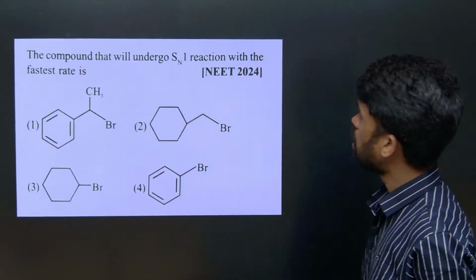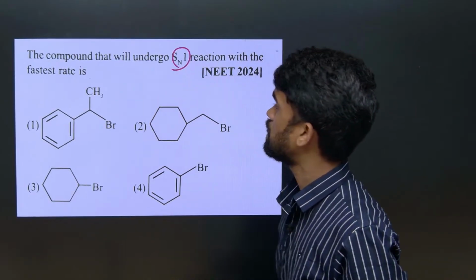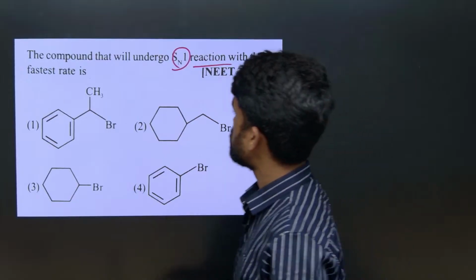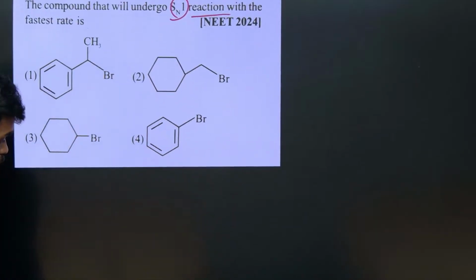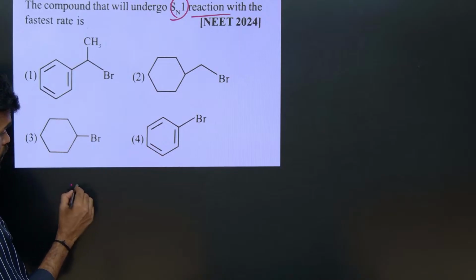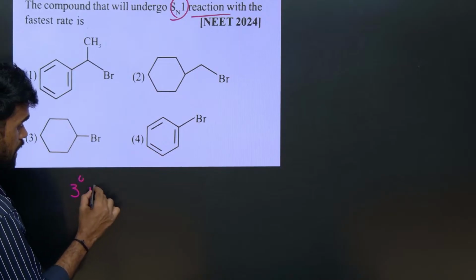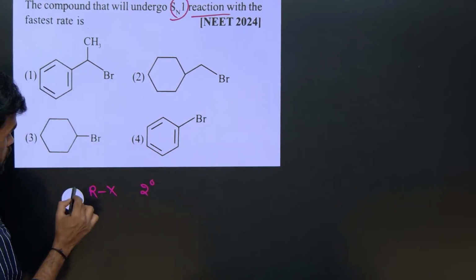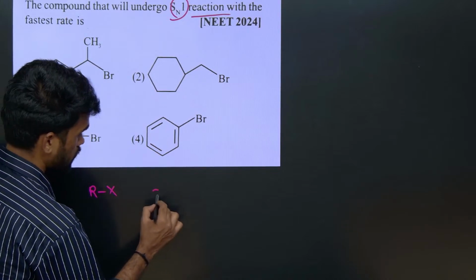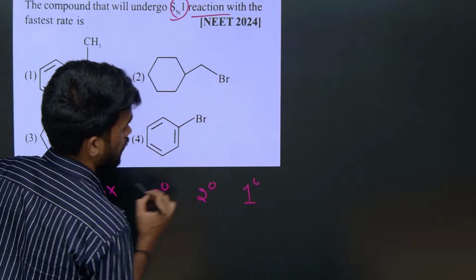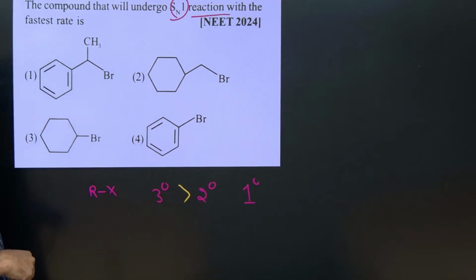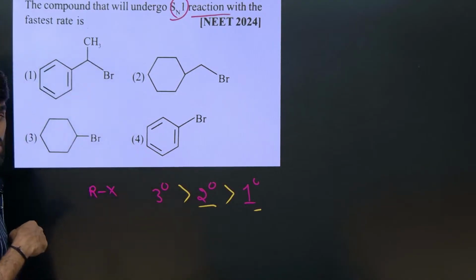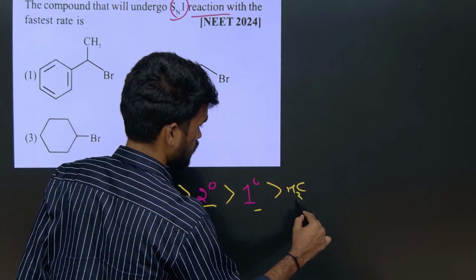Next, the compound that will undergo the SN1 reaction with the fastest rate. So they are saying fastest rate, so it means what I told you in SN1 reaction. Whenever we have alkyl halides, like 3 degree, 2 degree and 1 degree, always remember, 3 degree will be more reactive towards SN1 than 2 degree, least is 1 degree, and least is the methyl halide.